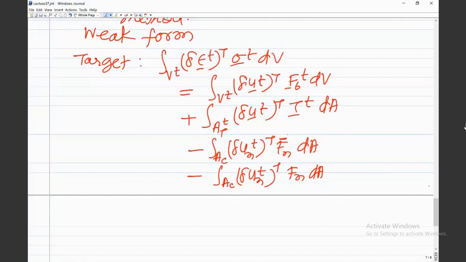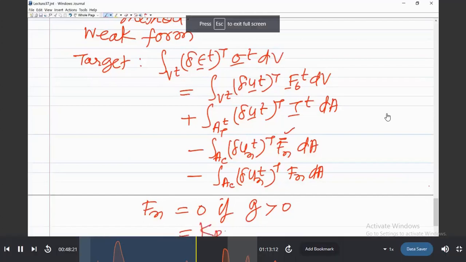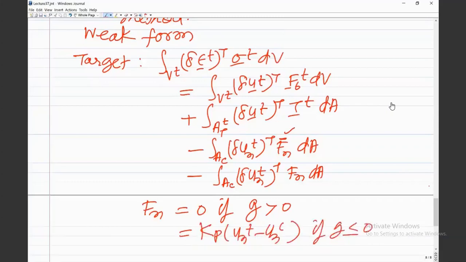Although there is a slightly different way of finding out this unknown, I will just briefly explain that. So this is the Lagrange multiplier, and this is the contact force that comes from the penalty. So this Fn is written as 0 if gap G is greater than 0, and this is equal to Kp into the interpenetration, which is unt minus unc, if G is less than or equal to 0.